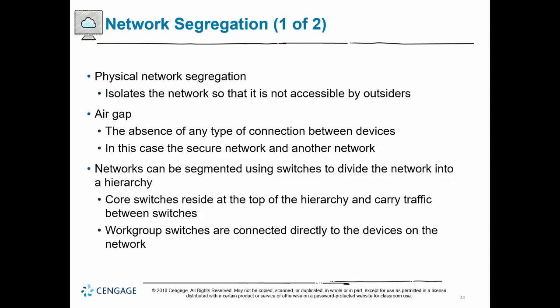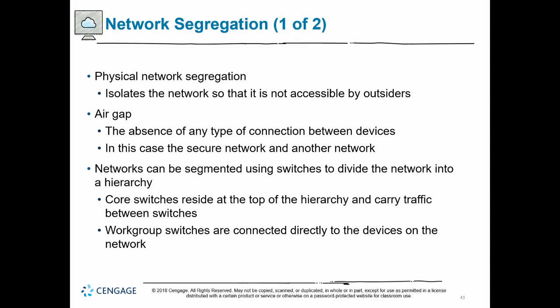Physical network segregation: isolate the network so that it is not accessible to outsiders. If you have everything in a data center, lock it up. Only users who need to access that data center should be able to get in there. Make sure you have logs of who comes in and out. Air gap: the absence of any type of connection between devices, in this case the secure network and another network. So if something does not need to talk to something else, don't connect them.